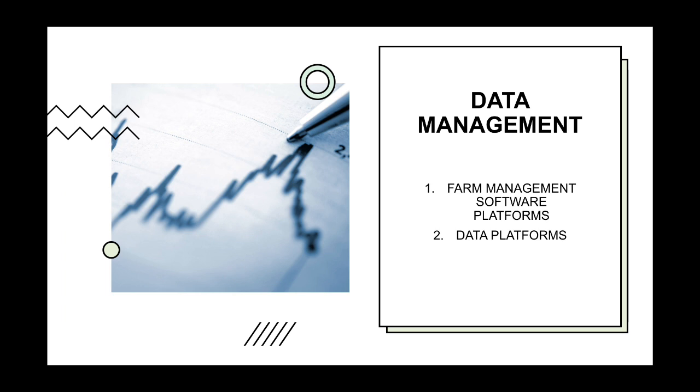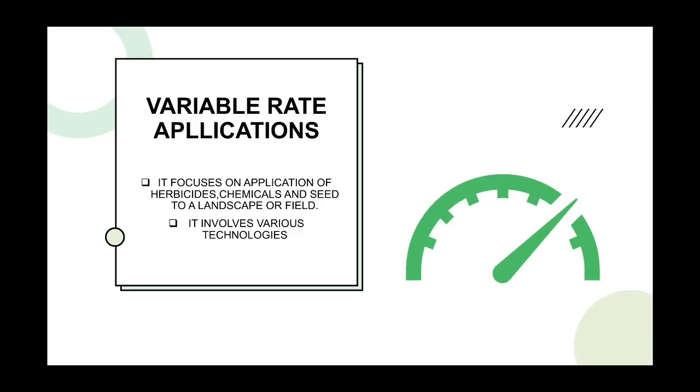Next, variable rate applications, as the name suggests. It focuses on the automated application of materials like herbicides, chemicals, and seeds to cultivable land or to a field. These materials are applied in an automated fashion, which is based on the data that is collected by sensors, maps, etc. It involves different forms of precision agriculture technologies like multispectral and hyperspectral cameras, imagery, etc.